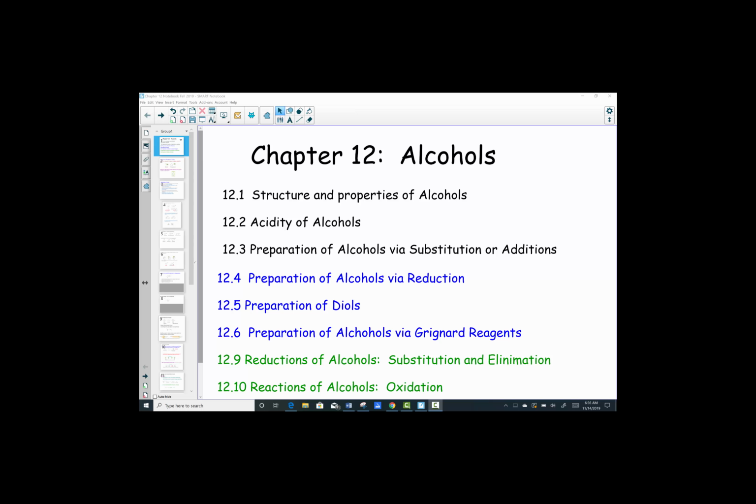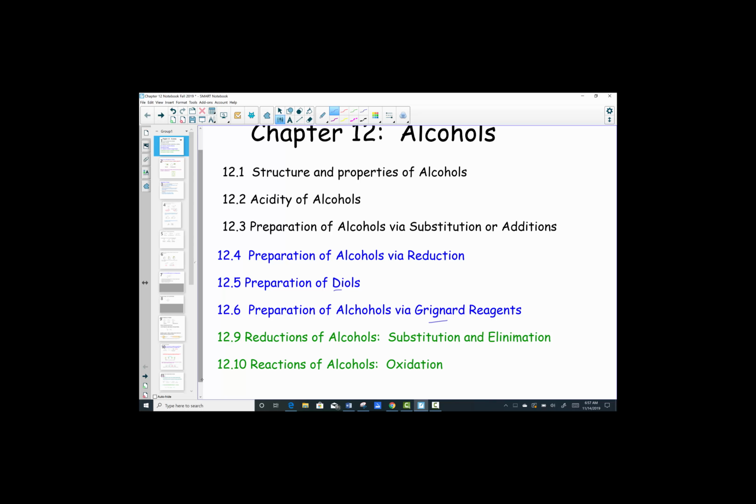In the second lesson, in the next video, we'll talk about preparation of alcohols via reduction. We'll look at the preparation of diols. With diols, we can see that there would be 2 alcohol groups. And finally, we'll look at the preparation of alcohols via a Grignard reagent. That would be the first time we introduce a new reagent for the production of an alcohol.